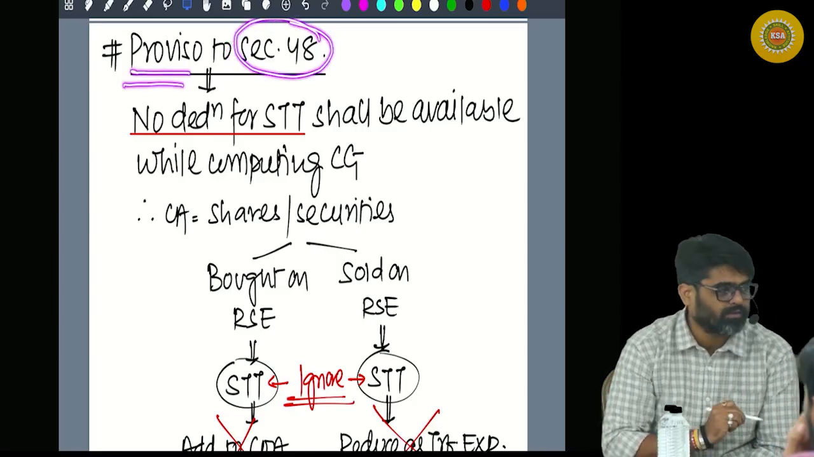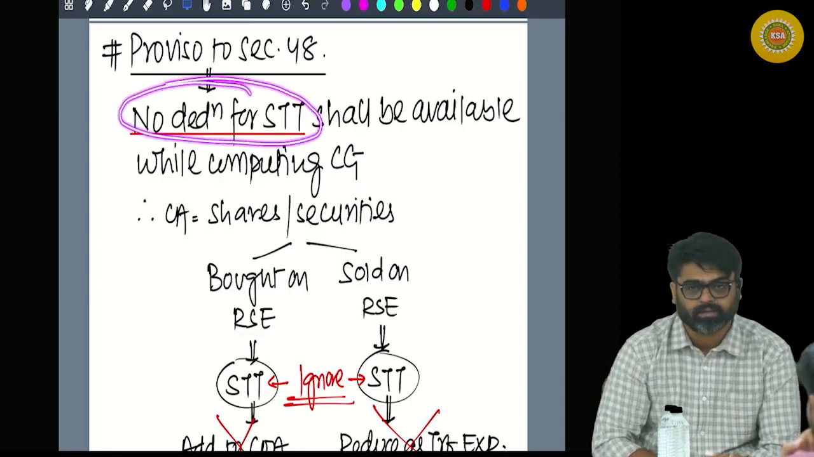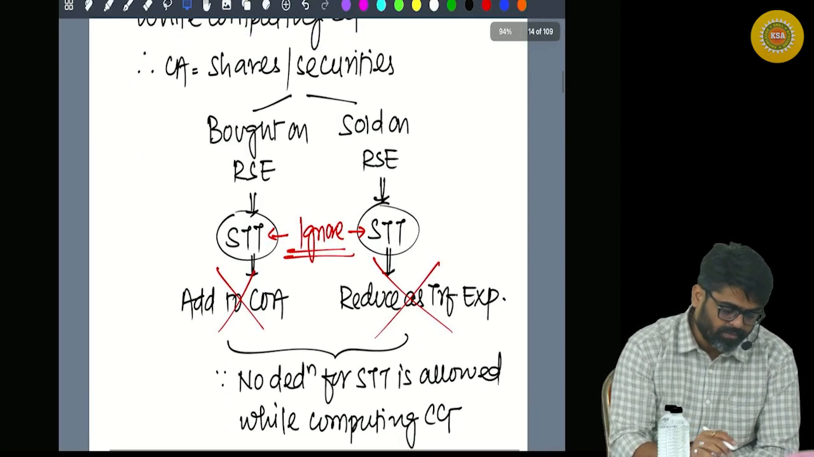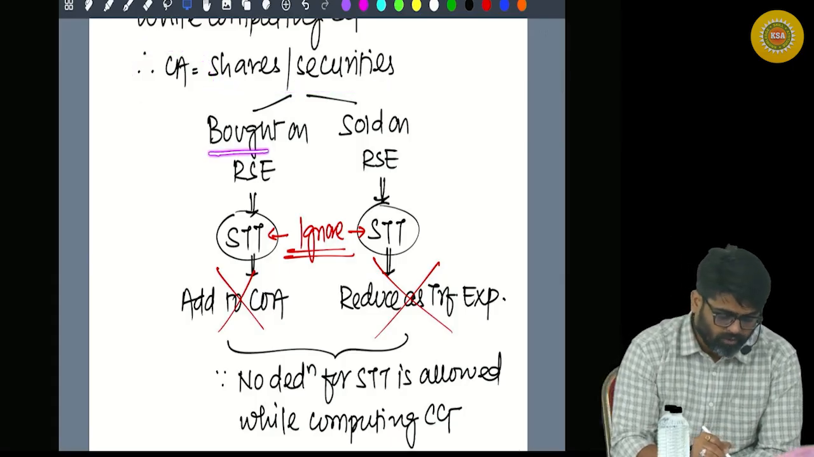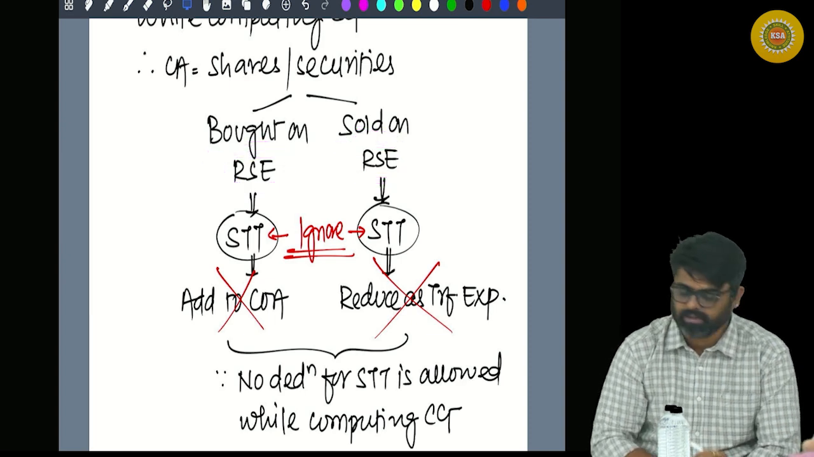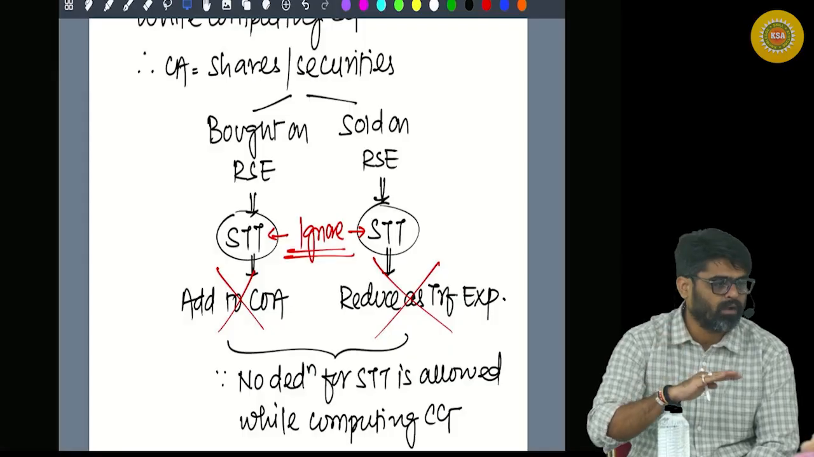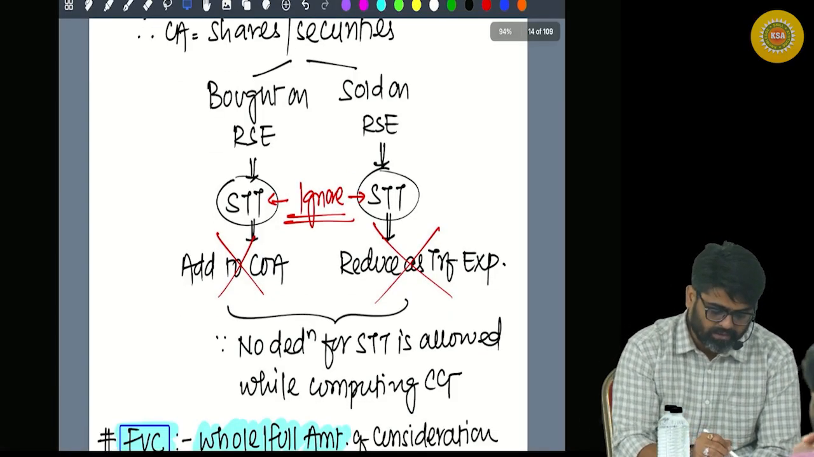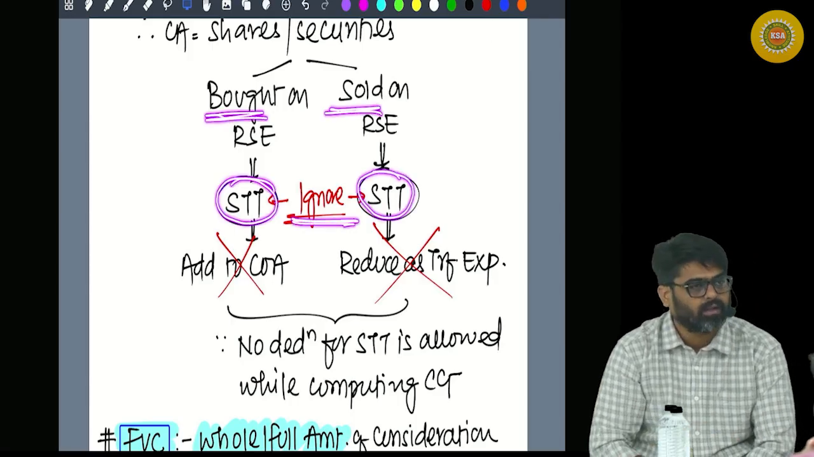So there is one proviso to section 48 which says that no deduction for STT shall be available while computing the capital gain. For example, if your capital asset is shares or securities, when you buy them and sell them through a recognized stock exchange, you are going to pay STT both at the time of buying and at the time of selling.